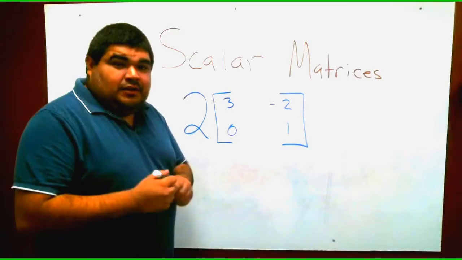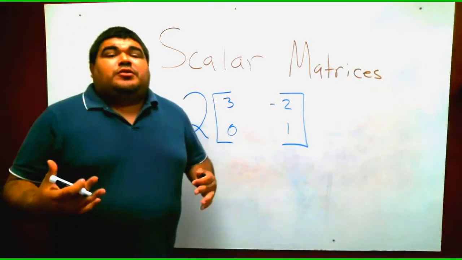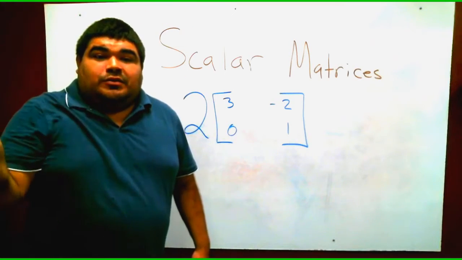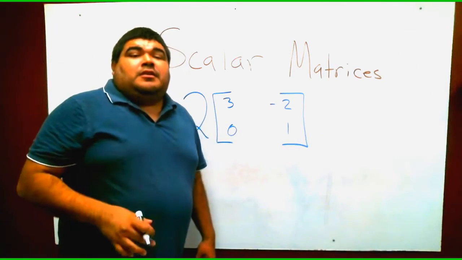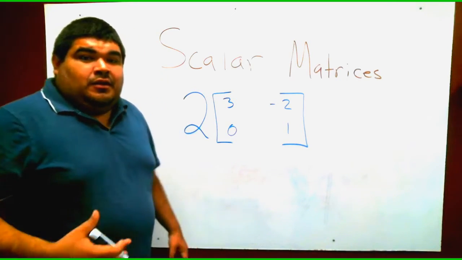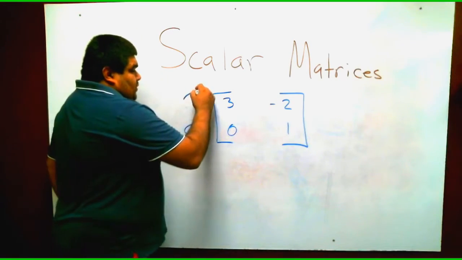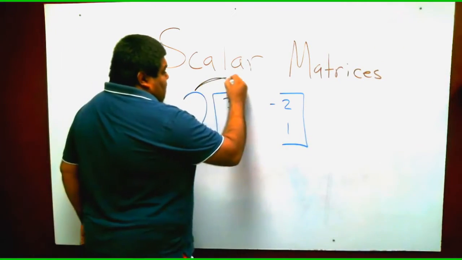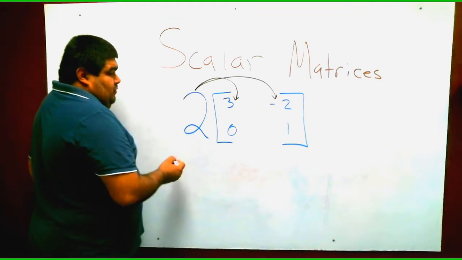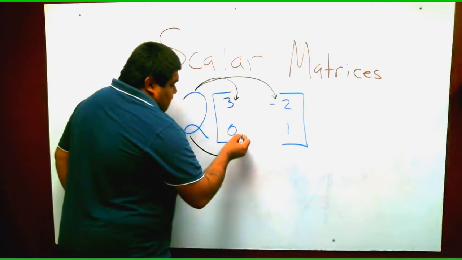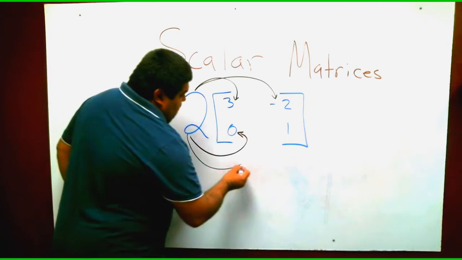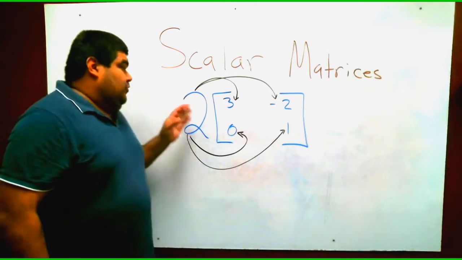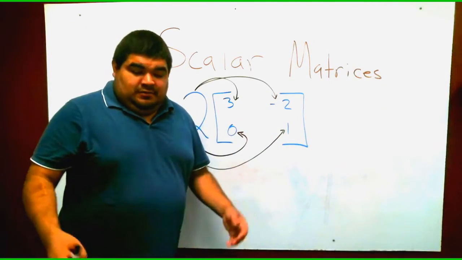The way we're going to do it is, think of distribution. When you do distribution property, you distribute the number on the outside of the parentheses with the numbers on the inside of the parentheses. The same way with matrices, okay? You do the 2 times 3. You do the 2 times -2, 2 times 0, and then 2 times 1. So you're going to multiply the 2 to all the numbers on the inside.